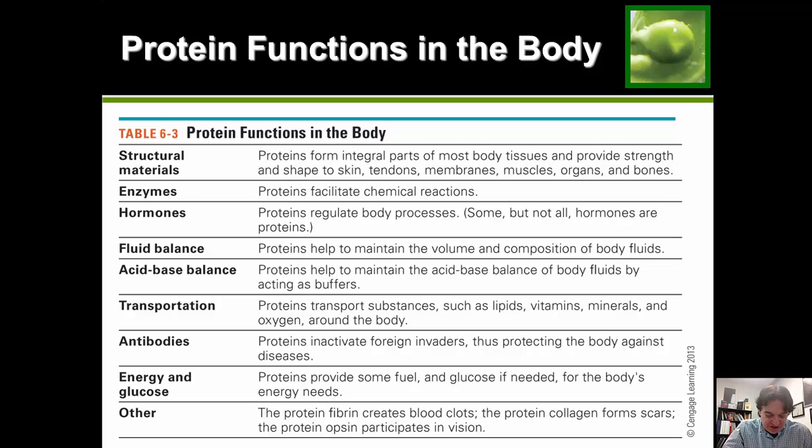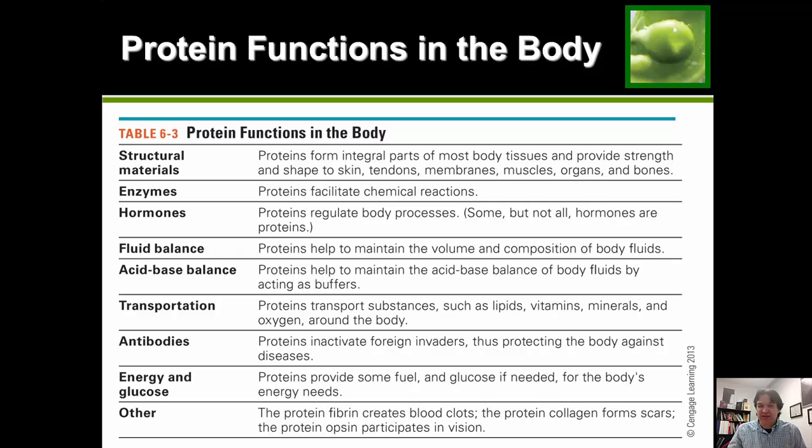Okay, we're still in chapter 6, and we are now talking about the roles of proteins. So we eat food, and that food has proteins in it. Those proteins can be used for energy. Those proteins are also going to be broken down into amino acids. Amino acids are then taken by the cells and, based on the genetic code, turned back into proteins.